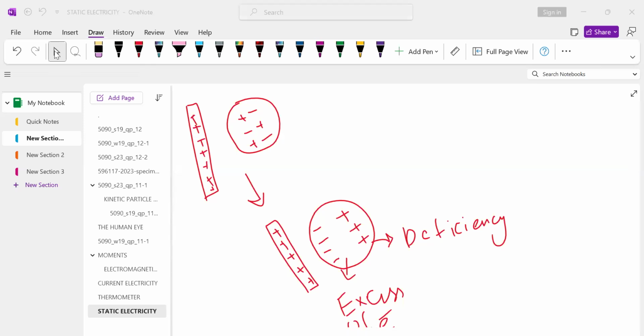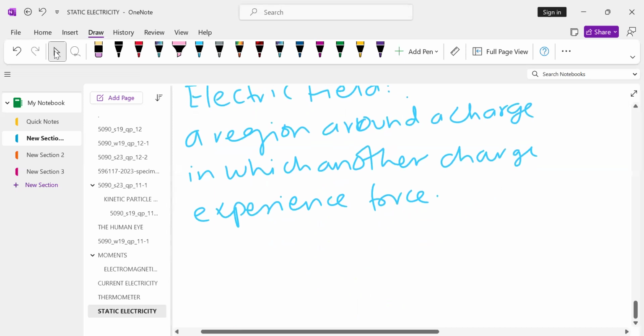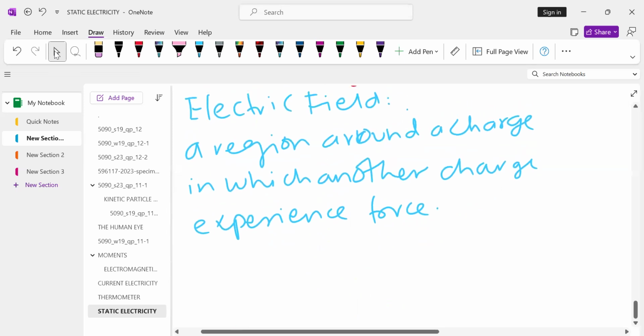You should know what an electric field is. An electric field is a region around a charge in which another charge experiences force. This region is known as the electric field. A definition for 1 mark can come in P2 in part A of the question. So how to draw the electric field pattern? Drawing an electric field pattern may come in P2 and may come in P4 too.